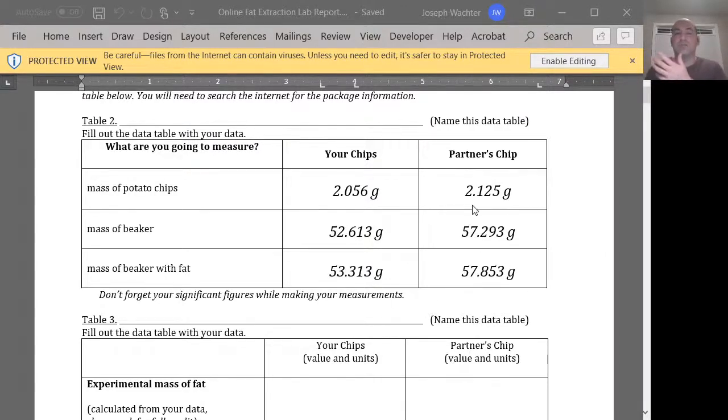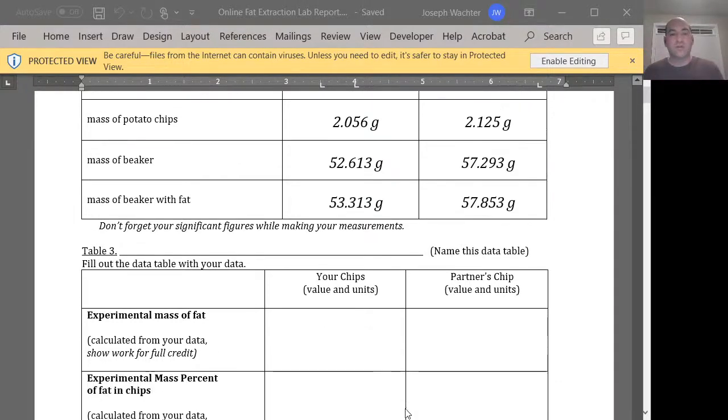So if you actually did the experiment, you would be finding these numbers and putting them here. Because it's online, these numbers are being given to you. So the only difference for the people doing it next week is you won't be using these numbers, you'll be getting your own numbers. But with these numbers and the instructions, you should be able to figure out the rest of the information.